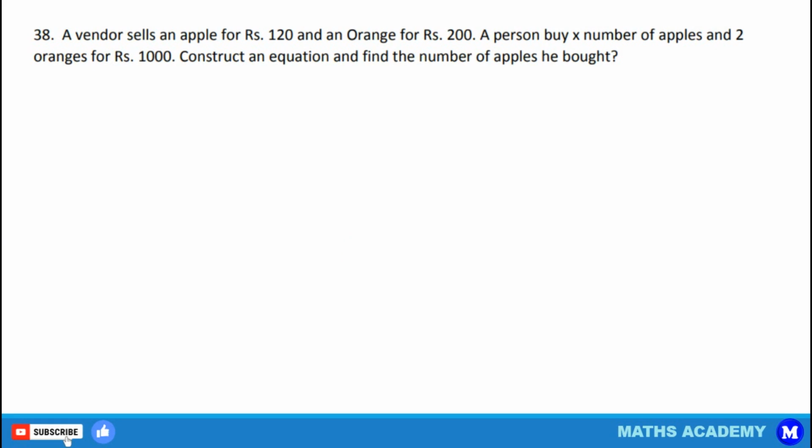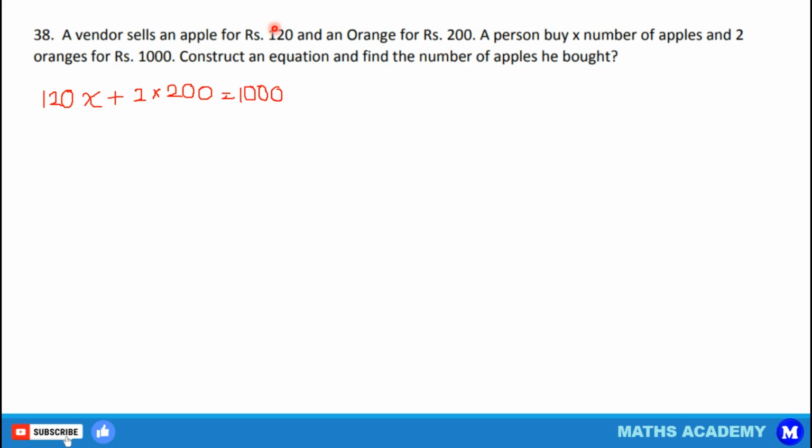Question number 38. It says a vendor sells an apple for rupees 120 and an orange for rupees 200. A person buys x number of apples and 2 oranges for rupees 1000. Construct an equation and find the number of apples he bought. So they have given a statement and they have told us to construct a simple equation by taking the number of apples as x and solve it. The price of an apple is 120 and the price of an orange is 200. So now we can arrange the equation like this. This will be the equation.